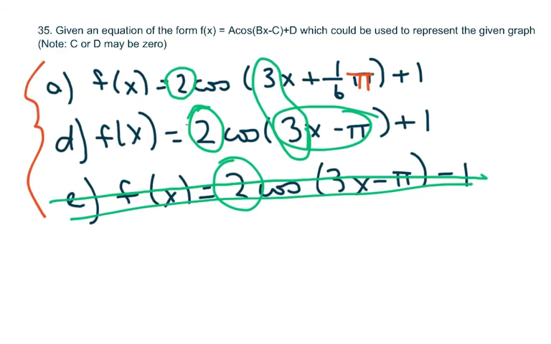Because the way you shift it, you set this to 0. So this would be 3x equals pi. So x is pi over 3. That's your shift. So my answer is D in that one.